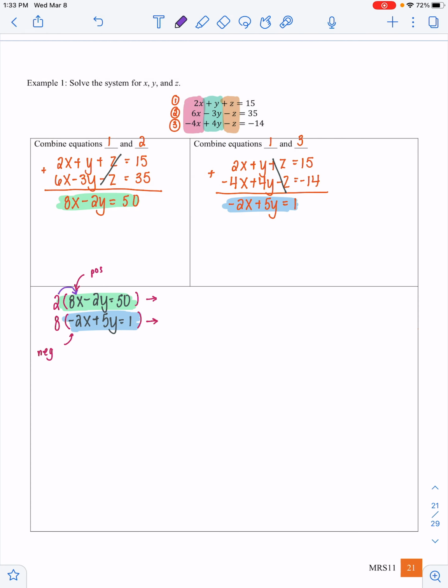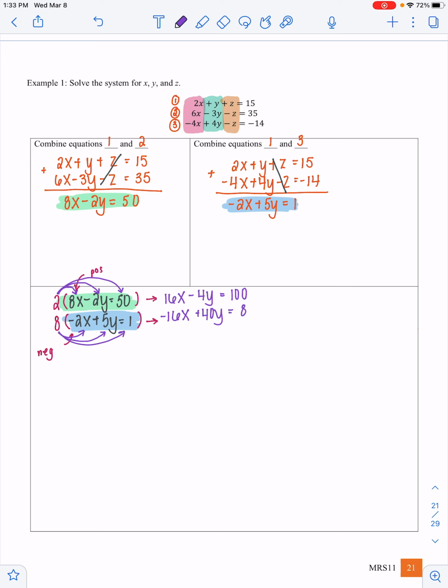So 2 times 8x is 16x. 2 times -2y is -4y. And 2 times 50 is equal to 100. Same thing on the bottom. 8 times -2x is -16x. 8 times 5y is +40y. And 8 times 1 is 8.